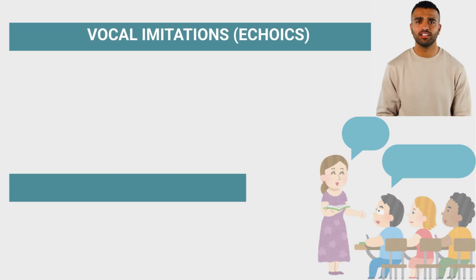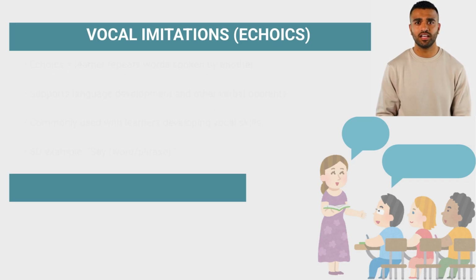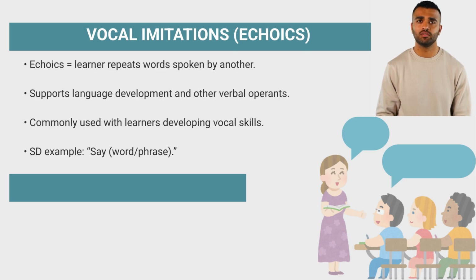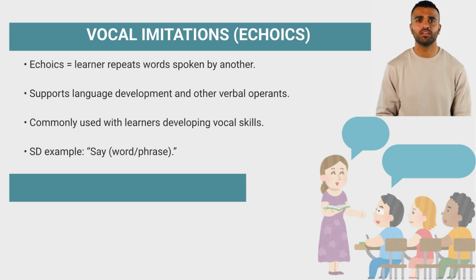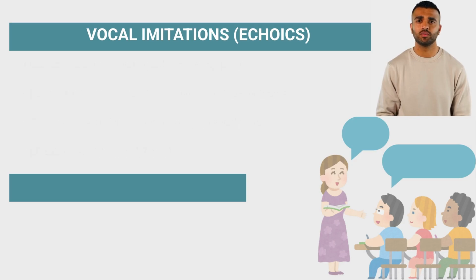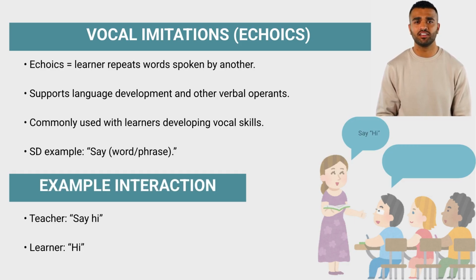Next is vocal imitations or echoics. An echoic is also known as vocal imitation. Echoics are when a learner repeats the words of another individual. Vocal imitation programs are a wonderful way to support learners with language acquisition and support with teaching other verbal operants. Vocal imitation programs are often used with individuals who are demonstrating vocal language skills to increase those vocal skills. Your SD for this verbal operant will always be "say," then the words you want the learner to say. Example interaction: teacher says, "Say hi," then learner says, "Hi."